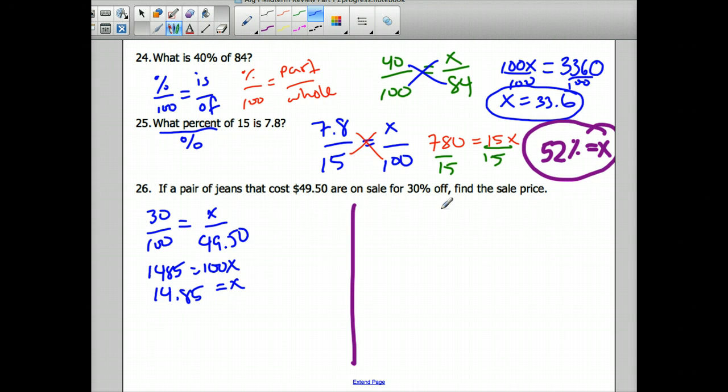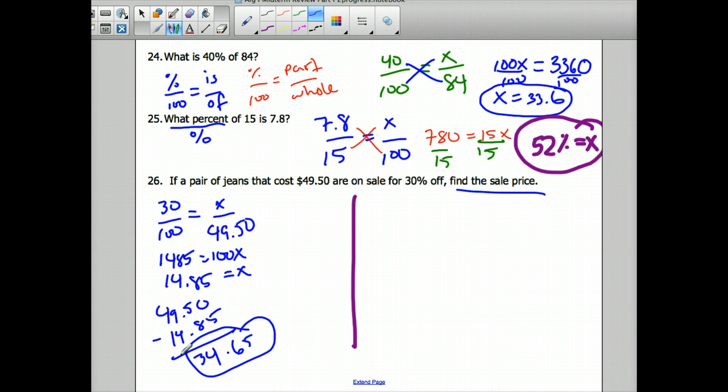So to find what we actually pay, find the sale price, we're going to do 49.50 minus 14.85. Do it in your calculator if you're not sure with the arithmetic, and you get 34.65. That's how much you end up paying.